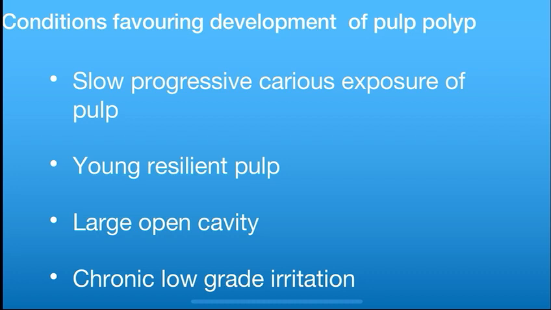The conditions which favor the formation of pulp polyp are that there must be a carious lesion, the cavity must be very large, and the irritation that causes the caries should be of a very mild nature. The chronic low grade irritation must be there, and the pulp must be young and resilient. This is why it most commonly occurs in children and young adults, because their pulp is more young and resilient, and it has more property of resisting the infection. So these conditions favor the formation of pulp polyp.